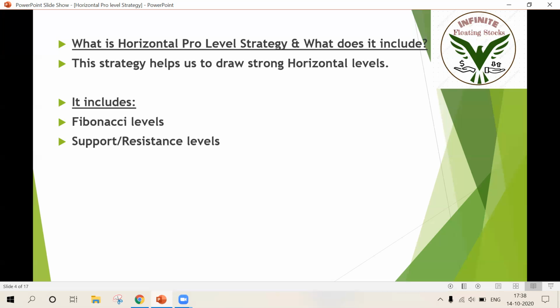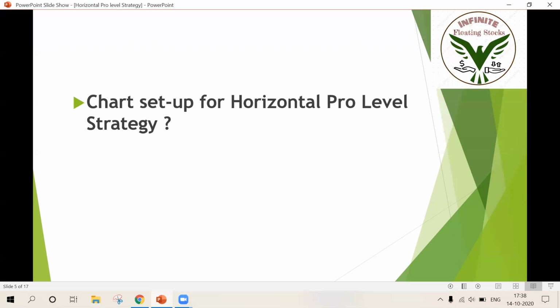And it includes Fibonacci levels and support and resistance levels. You need to be drawing Fibonacci levels, and you also need to be drawing support and resistance levels using this strategy.